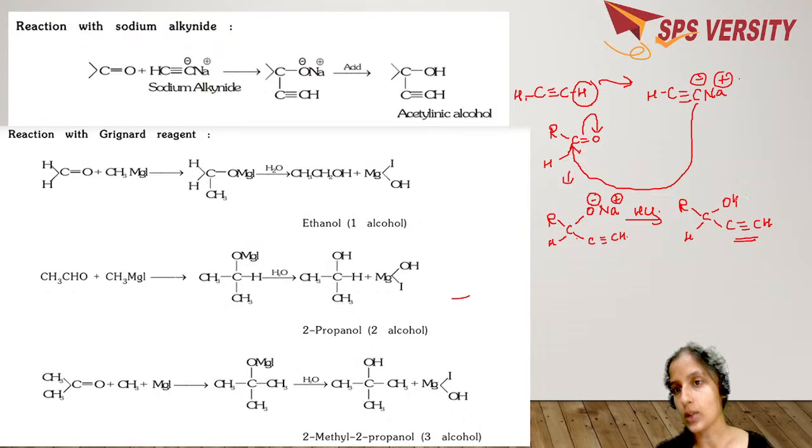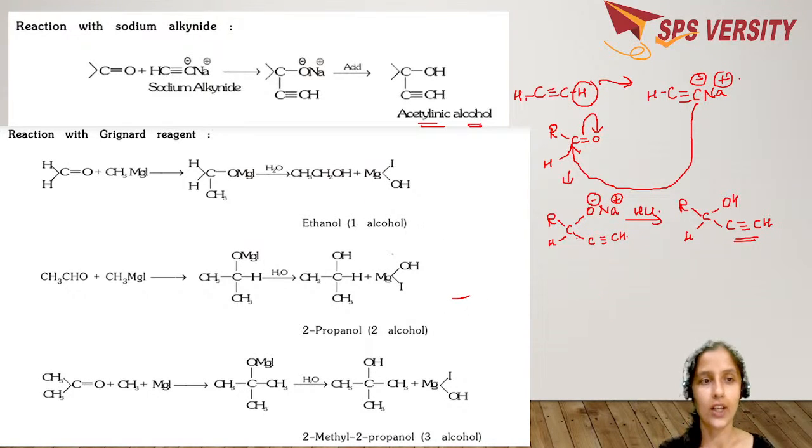So you have an alkyne group as well as an alcohol group. This is called acetylenic alcohol. And the ketones also react in the same way, but you get the alkyl groups over here. This is the reaction of sodium alkanide with aldehyde and ketone.